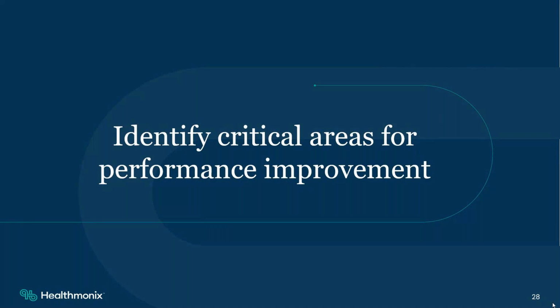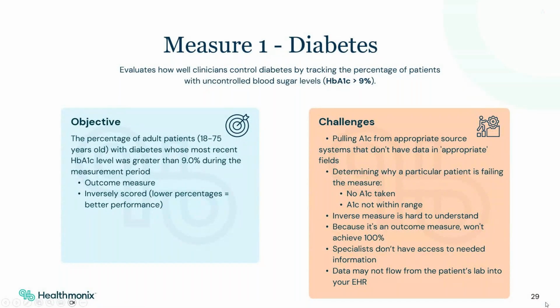Working with the ACOs that we have over the last couple of years, identifying critical areas for performance improvement. There are a couple of things that I really want to get into as you're building out your own strategy. But I wanted to give a little insight into the four measures and some of the challenges that we found this year for each of the measures.